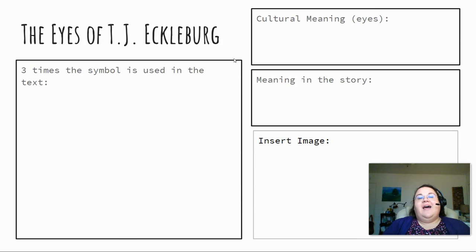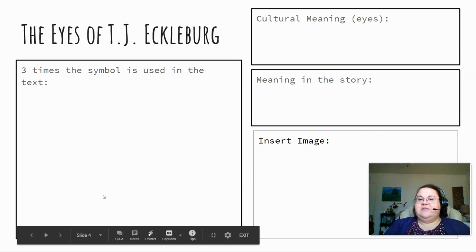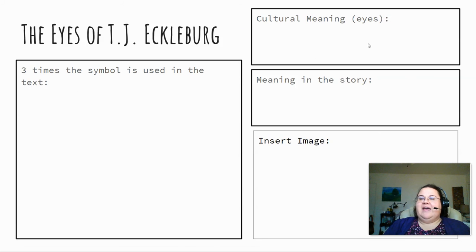But let's take a look at what other things we're going to be looking at. The eyes of T.J. Eckleburg. We're definitely going to have our symbol used 3 times, so we're going to put our 1, 2, 3 quotes down. We're going to find our cultural meaning of eyes, not T.J. Eckleburg's eyes, because you're not going to find anything. And of course, the meaning within the story. And then we're going to insert an image of those eyes so that you remember what they look like.